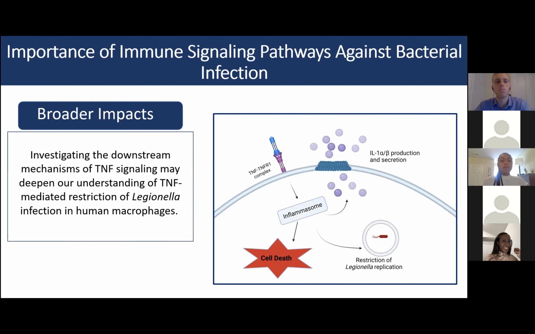So again, the importance of immune signaling pathways against bacterial infection. While it is key to develop effective therapeutics and treatments for diseases like Legionnaires' and the bacterial infections that cause these diseases, understanding more about our innate immune defenses will help us understand how we can provide better treatments to immunocompromised populations. If we understand what naturally occurs in our immune defenses, then we can understand why immunocompromised populations have so much trouble defending themselves against bacterial infections.